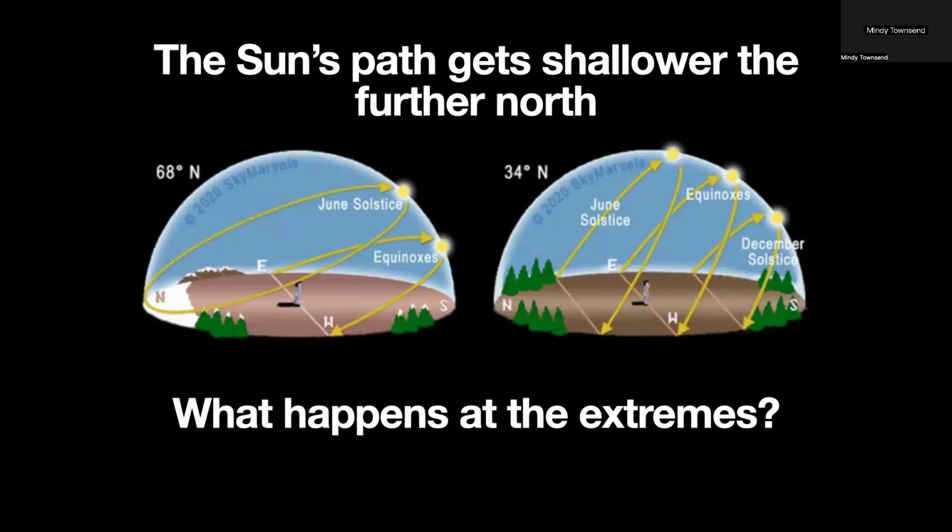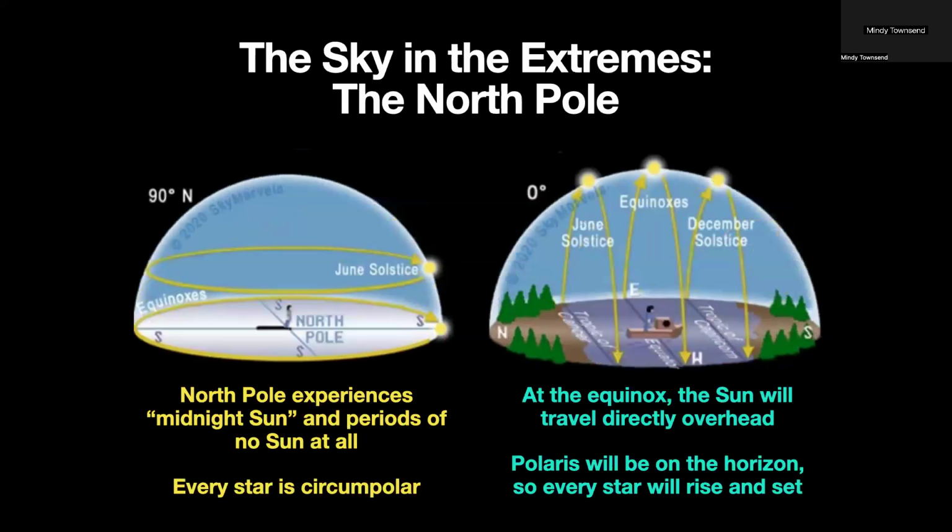But what happens at the extremes, right? Maybe talk about the North Pole and the equator. What happens there? So let's first think about the North Pole. This is the schematic for the North Pole, 90 degrees north latitude. The North Celestial Pole is at its zenith, so right overhead.